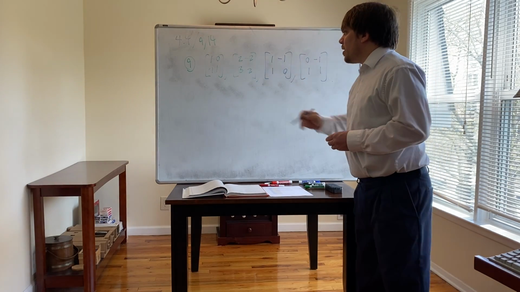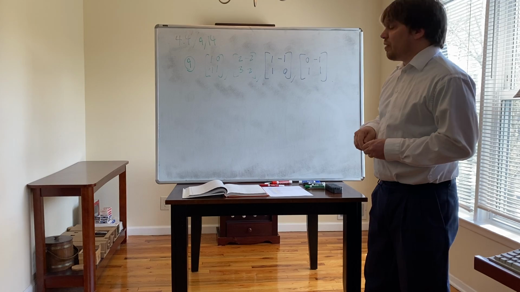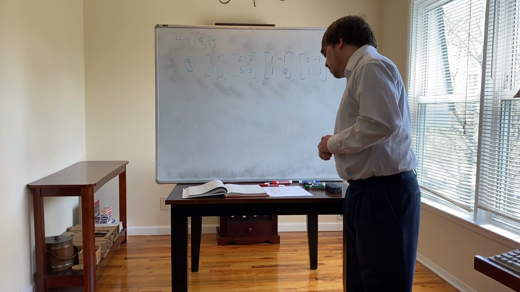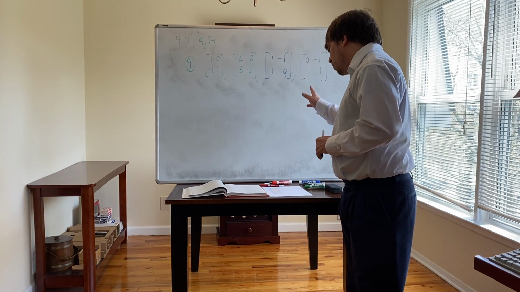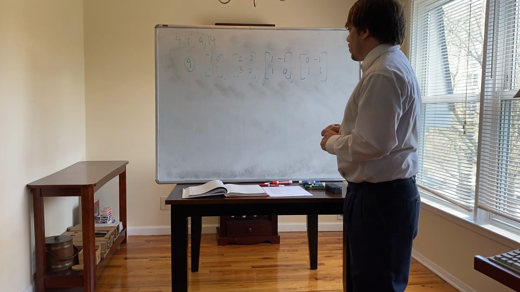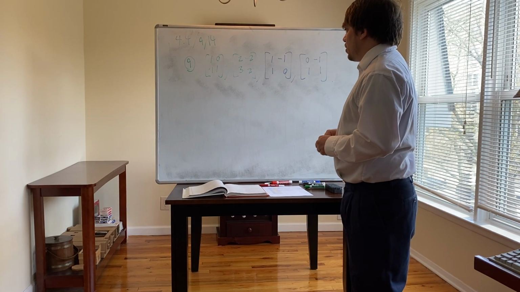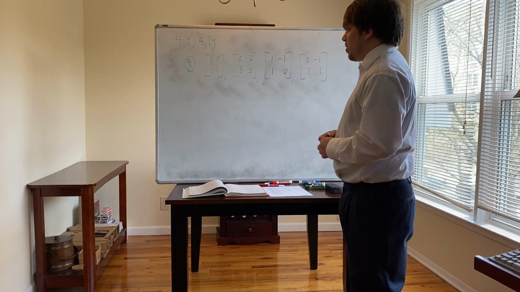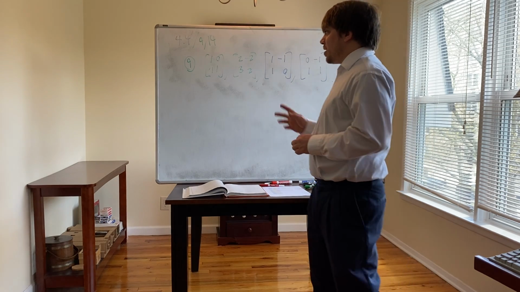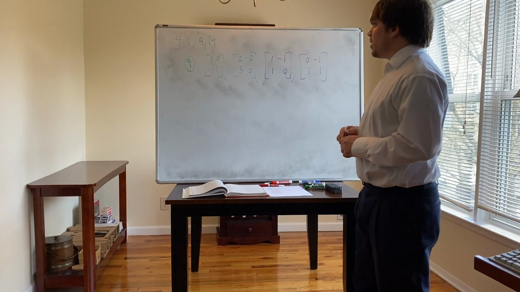Okay, so I have these 4 matrices, and the question is, show that they don't form a basis for M sub 2,2. Okay, so in order to not form a basis for M sub 2,2, they either would not span it, or they would not be linearly independent.